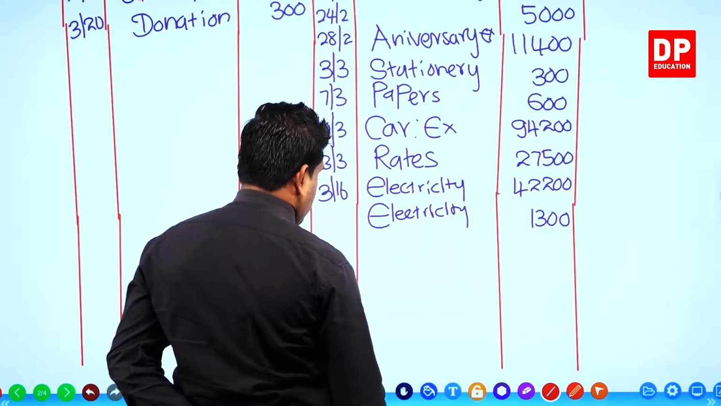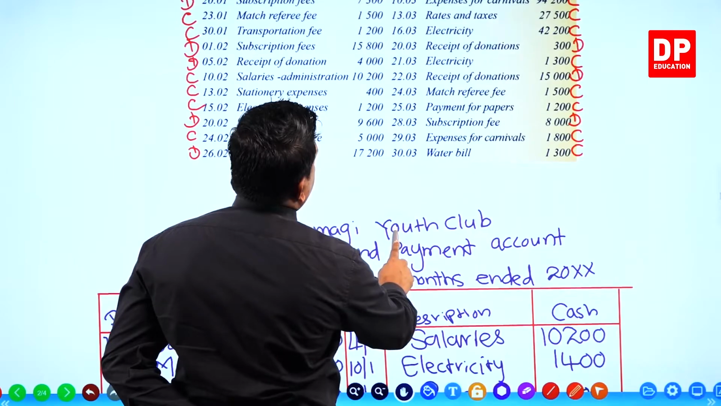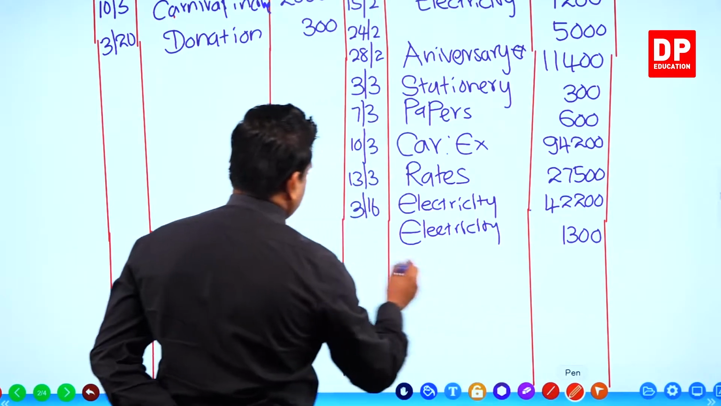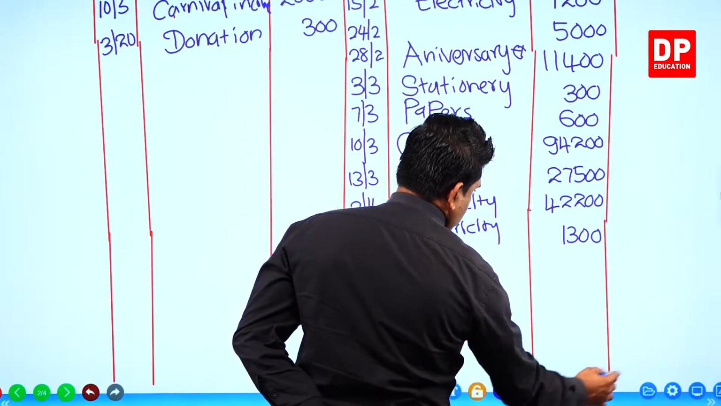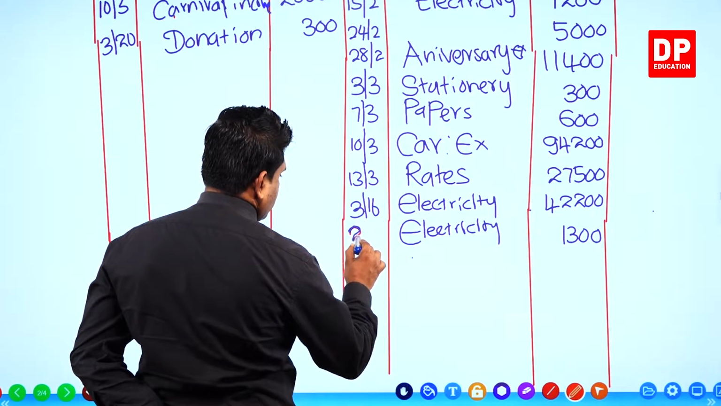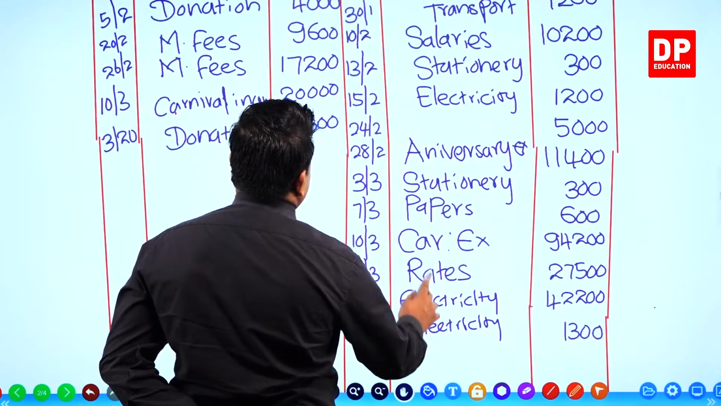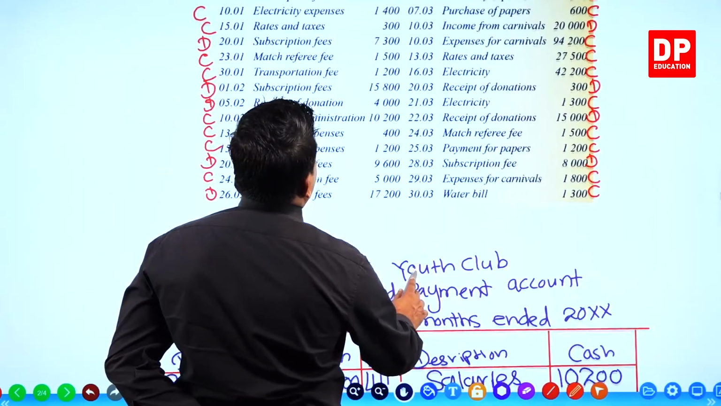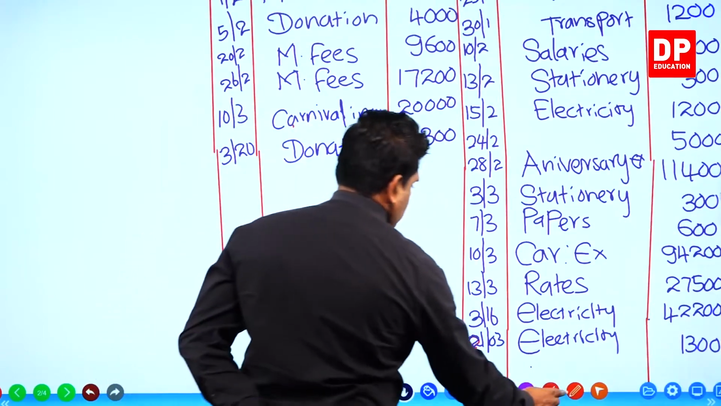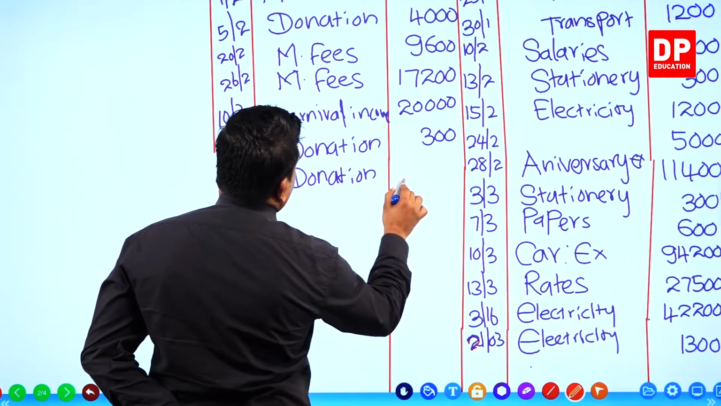Okay, now electricity 1300, you see the date, 3/21. Then next, receipts of donation 15,000.